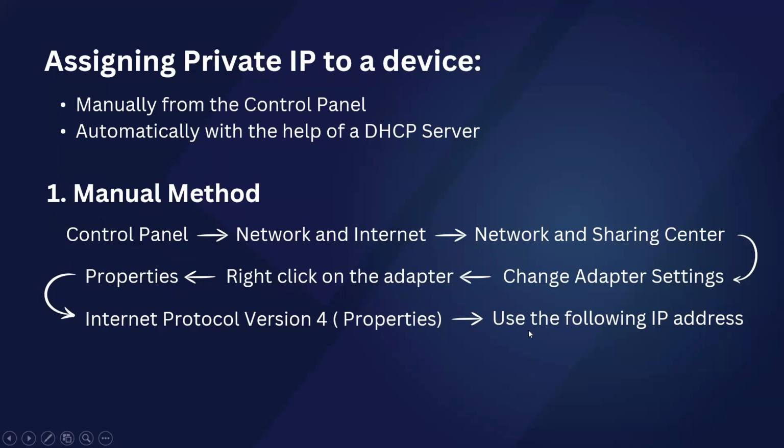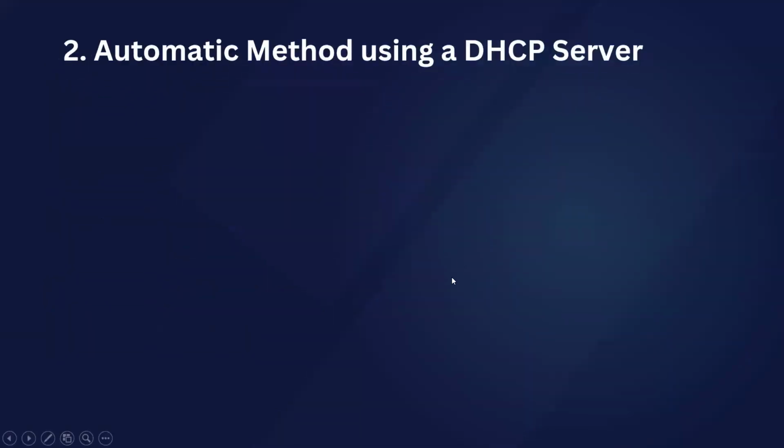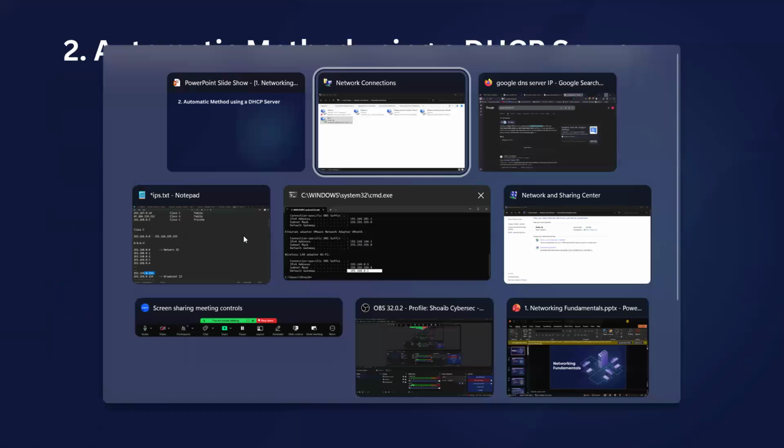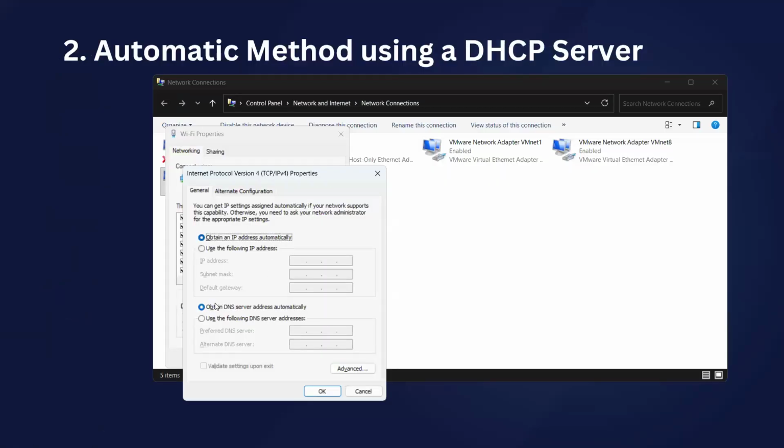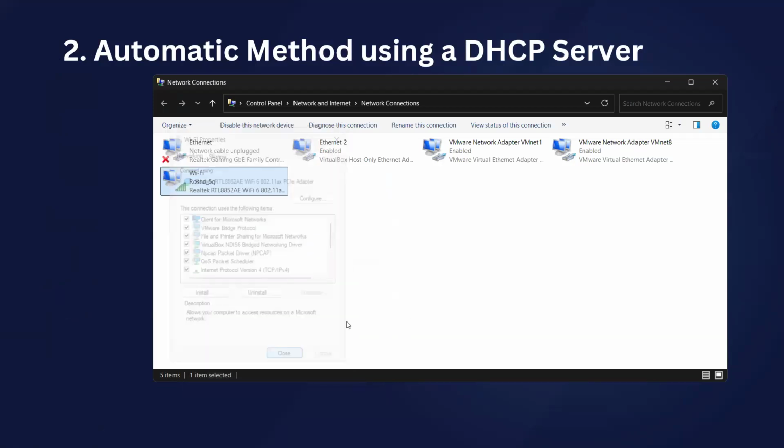Now, in today's world, you don't have to do any of that because you have it getting assigned automatically from a DHCP server. So when I select this first option here, obtain IP address automatically, obtain DNS server automatically, my Wi-Fi router itself will assign an IP.